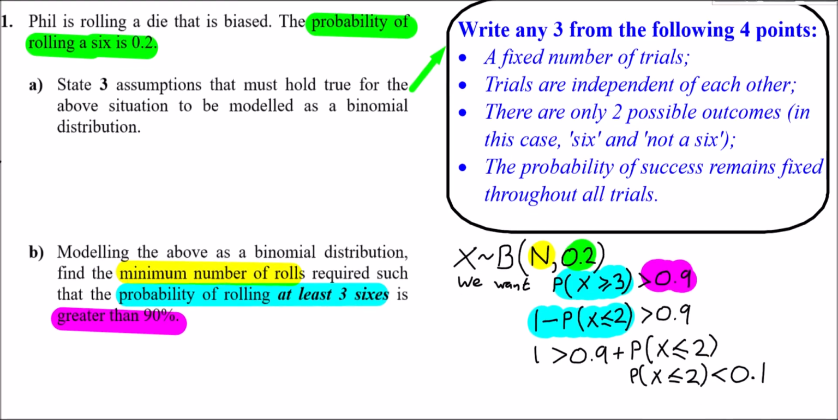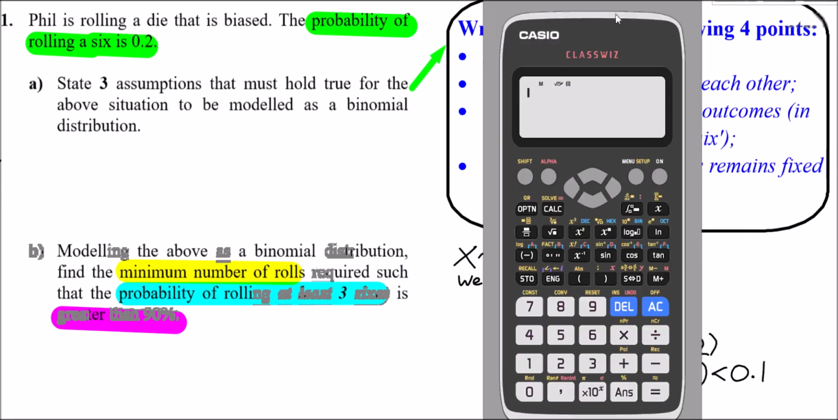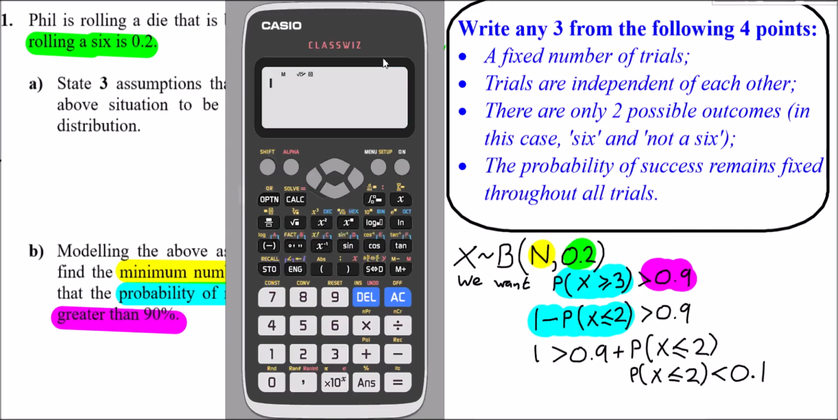So now it's a case of remembering what we do on the calculator. So we get the calculator ready. Here it is. Now we press menu and we scroll down to this bell curve. Okay, distribution. So we press equals to get into the distribution mode.